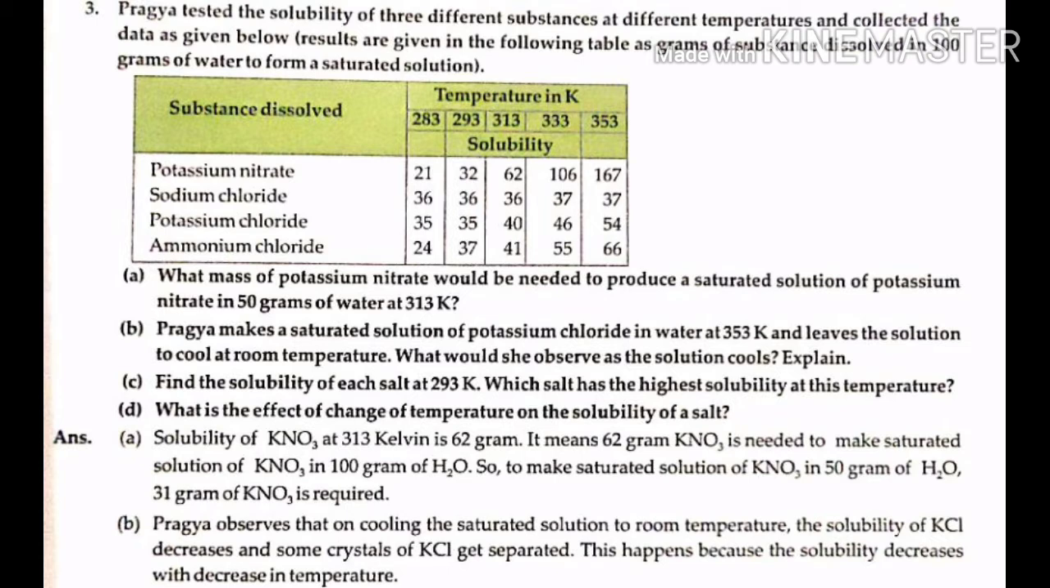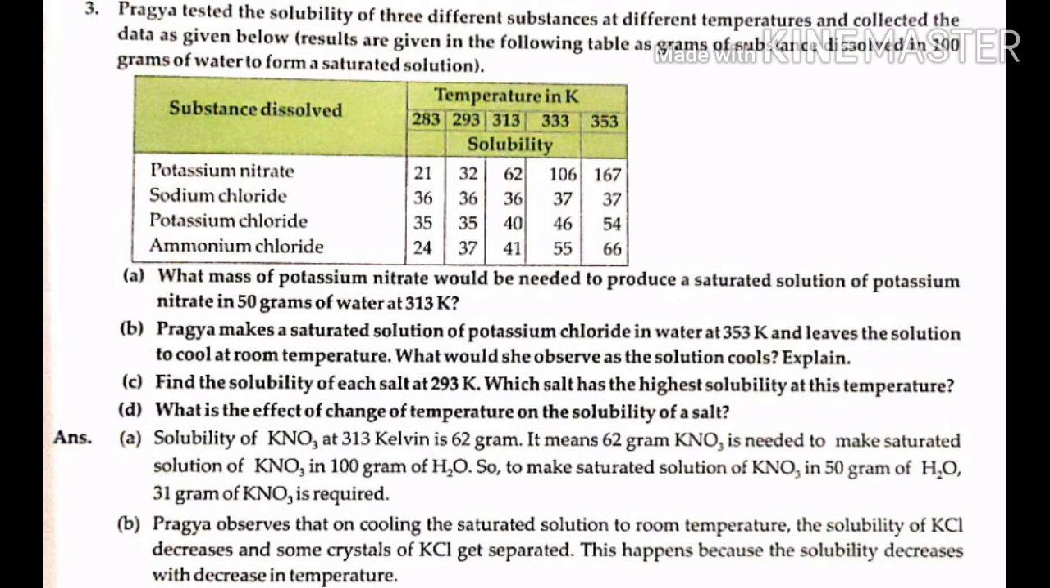Substances dissolved are potassium nitrate: at 283 Kelvin 21, 293 Kelvin 32, 313 Kelvin 62, 333 Kelvin 106, 353 Kelvin 167. Sodium chloride: 36, 36, 36, 37, 37. Potassium chloride: 35, 35, 40, 46, 54. Ammonium chloride: 24, 37, 41, 55, 66.